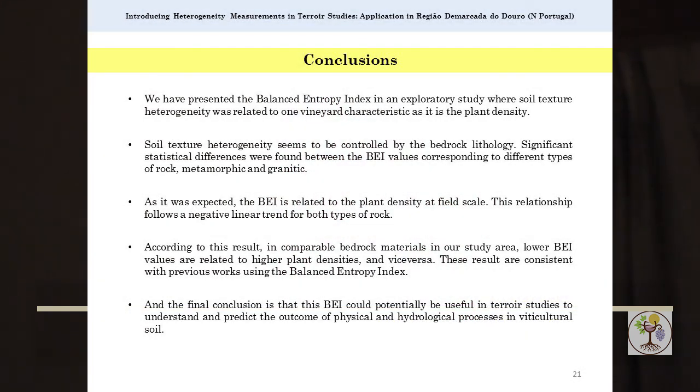So in conclusion, we want to say that we have presented the balance of entropy index as an exploratory study where soil texture heterogeneity was related to one vineyard characteristic, that is the plant density. Soil texture heterogeneity seems to be controlled by the bedrock lithology. Significant statistical differences were found between balance of entropy index values corresponding to different types of rock, metamorphic and granitic. As it was expected, this balance of entropy index is related to the plant density at field scale. This relation follows a negative and linear trend for both types of rock.